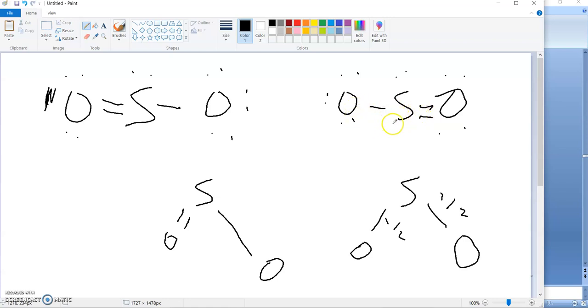So the reality is you have a single bond here, a single bond there, and then you have a double bond smeared across the molecule. We call that bond delocalization, and we'll talk more about that later. The net result is you get the equivalent of 1.5 bonds on both sides. You get equivalent bonds, not asymmetric bonds.